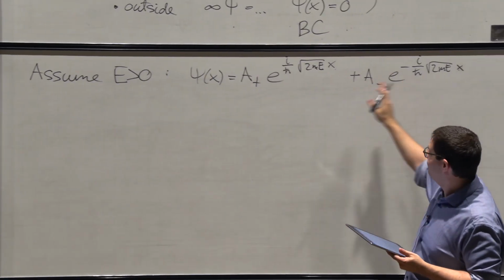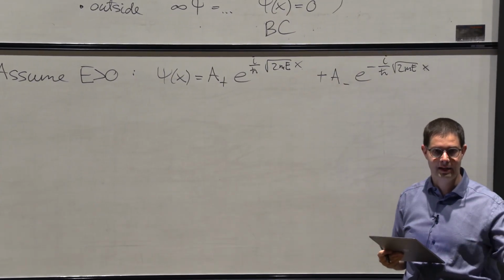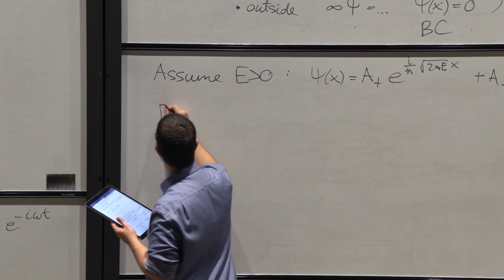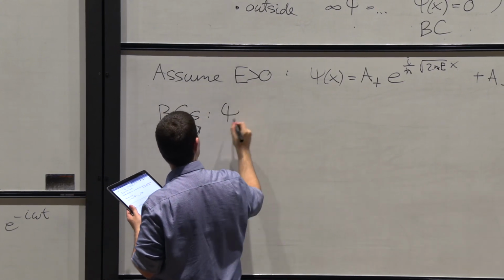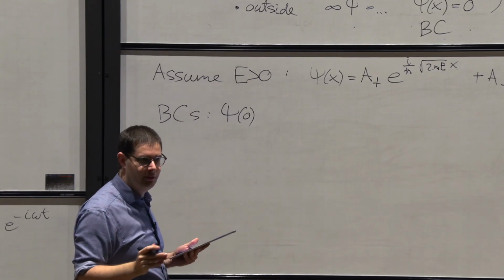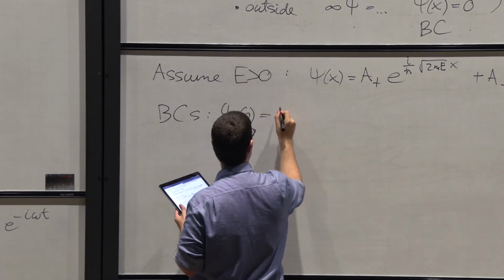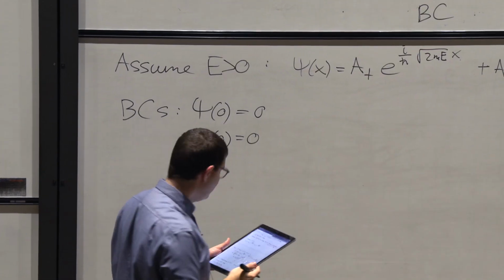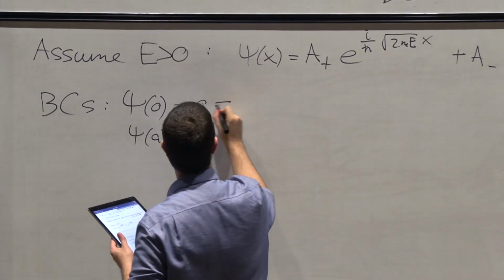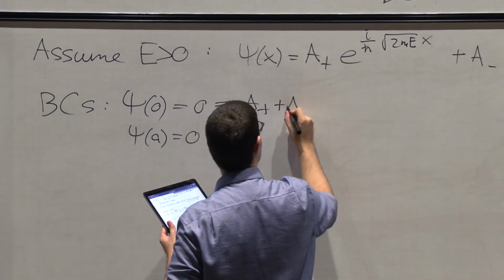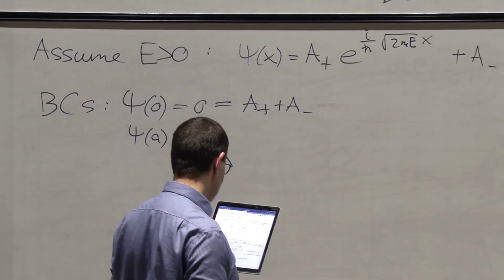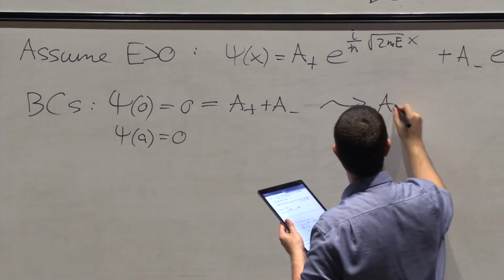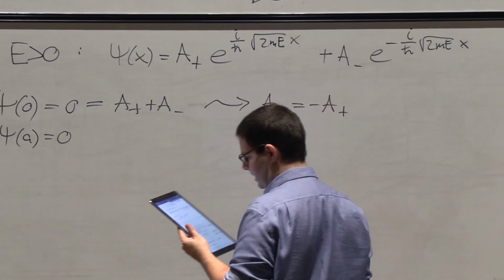So in particular, these functions make sense for any value of E. So where does discreteness of the allowed E's come from? It always comes from boundary conditions. So what are the boundary conditions? That when we get to the wall of the box, the wave function has to vanish. So psi of 0 has to be 0, and psi of a has to be 0. Okay? So let's plug in x equals 0 here. This says that a plus plus a minus is 0, and so this leads to a minus equaling minus a plus.